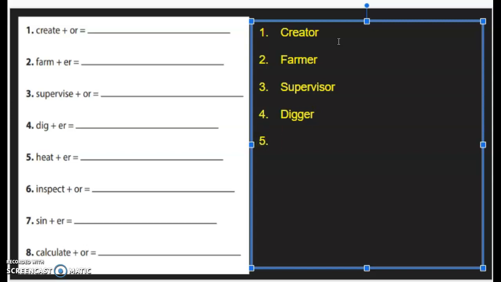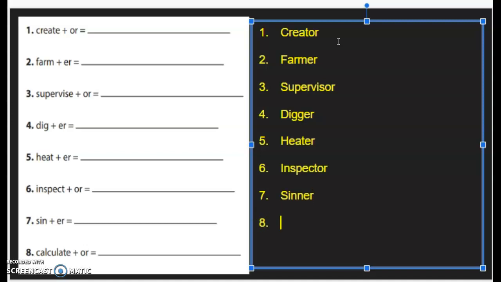Number 5, we have heat plus ER. Well, they did that one for us on the anchor chart, so we know that that one is heater, one who heats. Number 6, inspect plus OR. Inspector, one who inspects. I remember a TV show growing up called Inspector Gadget, and he always inspected things with different kinds of tools that he created. The next one, sin plus ER. Oh, there's that consonant again. So I need to double the consonant and add the ER to make it say sinner.